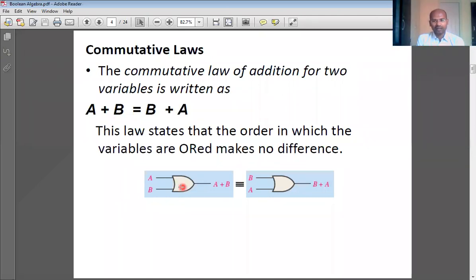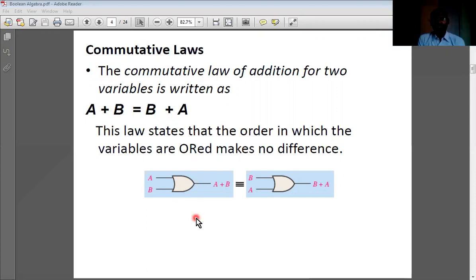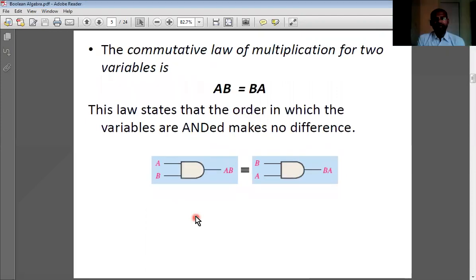So take an OR gate. Give a to the first input, b to the second input, and it produces a plus b, which is the same as giving b first and a next. Both are one and the same. So simply, no matter in what order you add the variables, they all produce the same answer. That is the commutative law for addition. In the same way, we have the commutative law for multiplication.